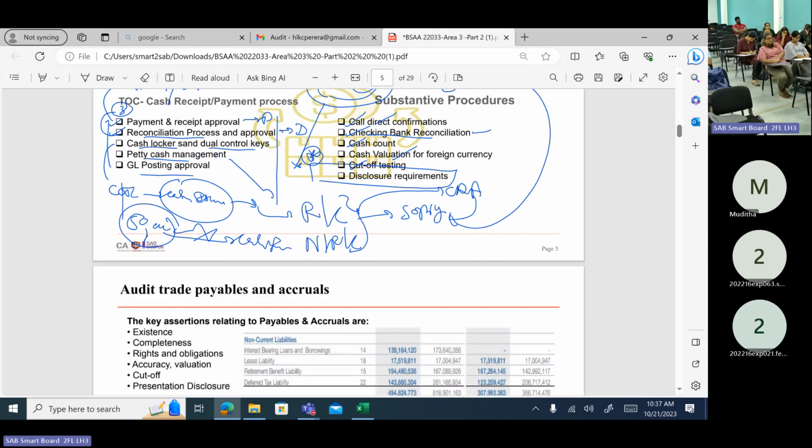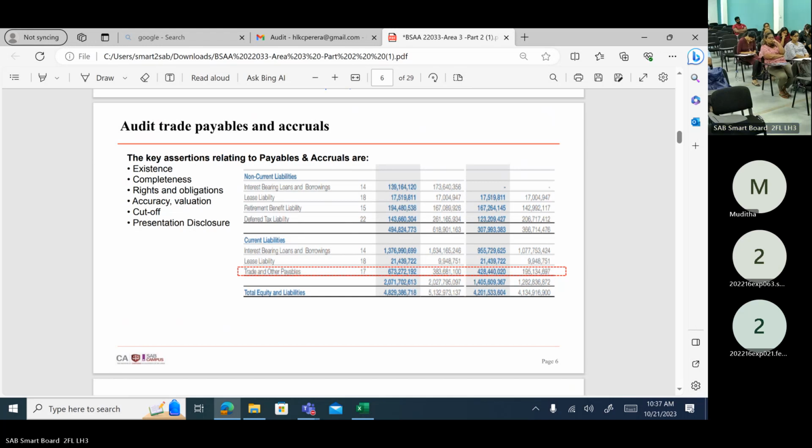Then we are moving to auditing trade payables and accruals. We have already completed the asset side: cash, inventory, receivables, non-current assets, and intangible assets. All the asset side is done. I hope you have a proper understanding of the procedures related to the asset side. If I randomly pick inventory, receivables, or PP&E, you should know the procedures and how we are going to audit it. That's the basic requirement. Then we are moving to the payable side, starting with payables and accruals.